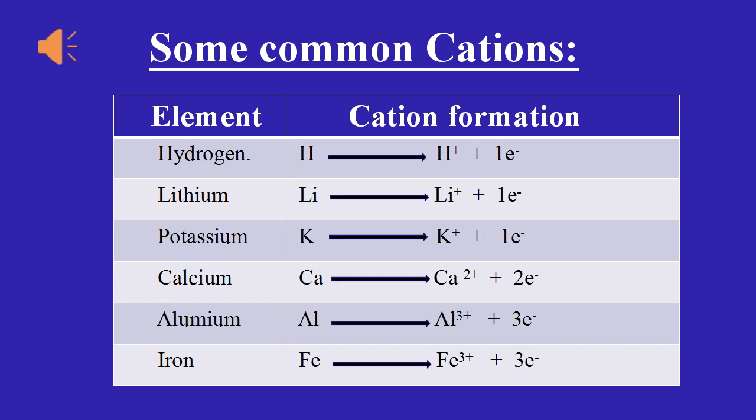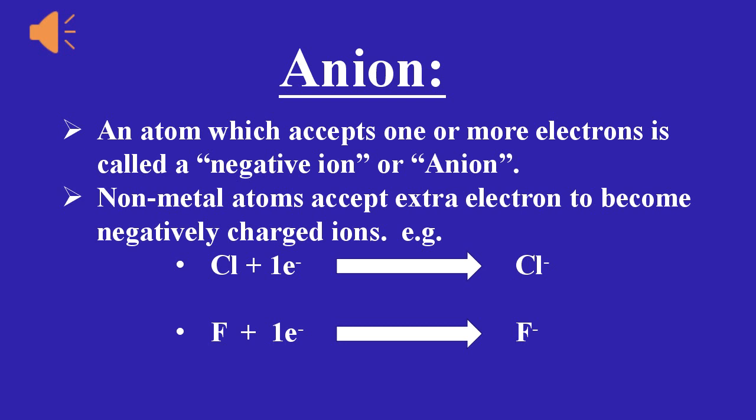Anion. An atom which accepts one or more electrons is called a negative ion, or an anion. Non-metal atoms accept extra electrons to become negatively charged ions. For example, a chlorine atom gains one electron and forms an anion having -1 charge. Similarly, a fluorine atom gains one electron and forms an anion having -1 charge.